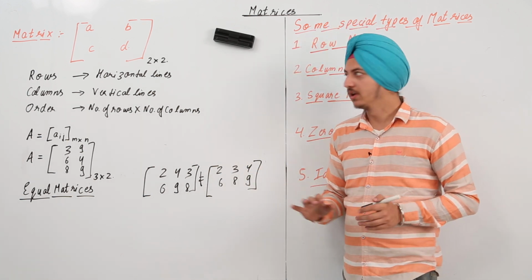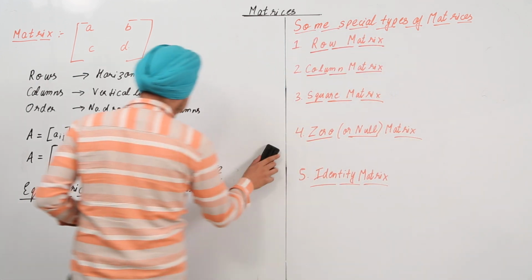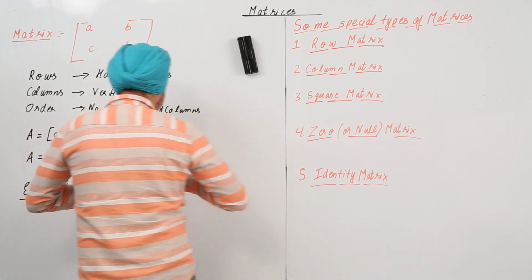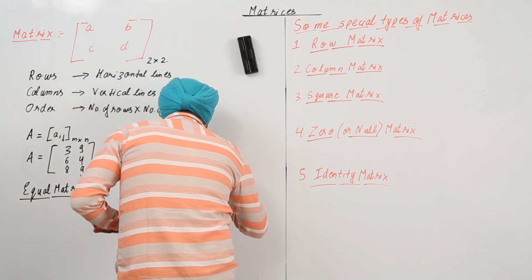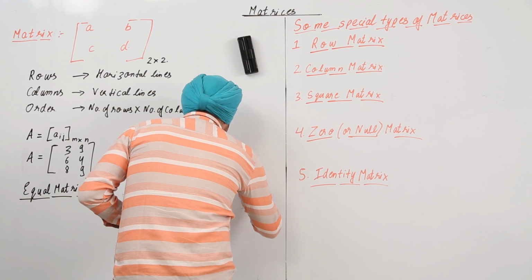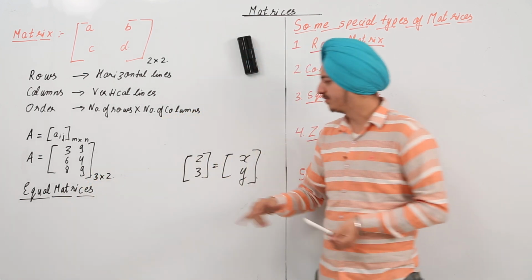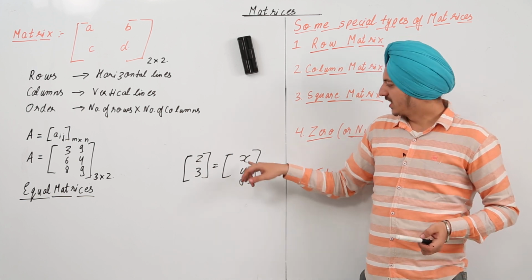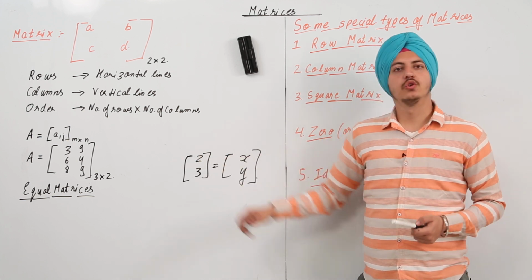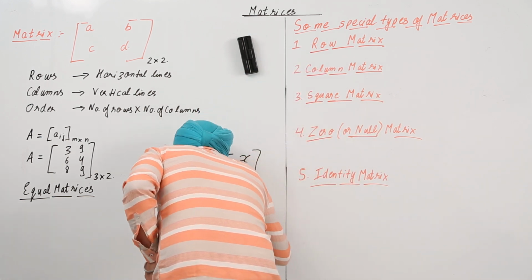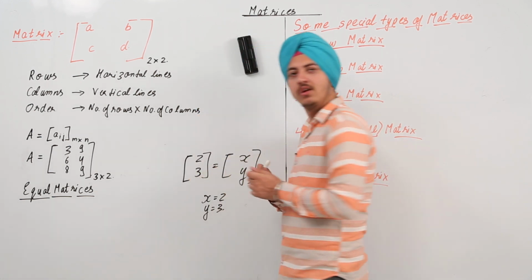Do you understand? Now let me tell you, if we say that this matrix 2, 3 is equal to this matrix x, y, what does this mean? This means that the value of x is equal to 2 and y is equal to 3. That is it.